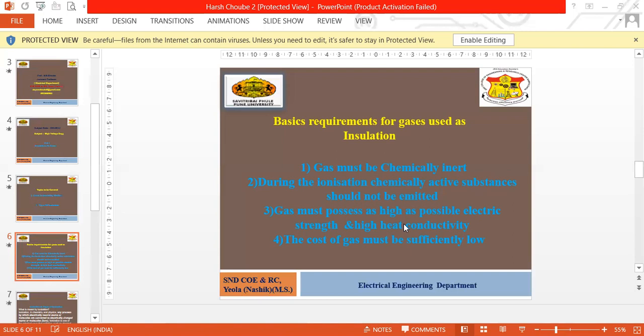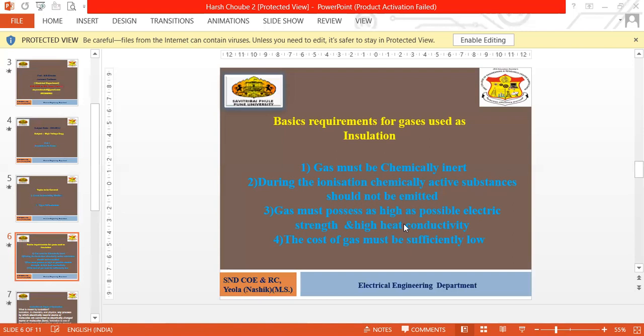Because when we are going to see any topic or any subject or any syllabus, we say that as an engineer, economy must be considered. So the last point is that the cost of gas must be sufficiently low, so that we can use it at a lower cost.